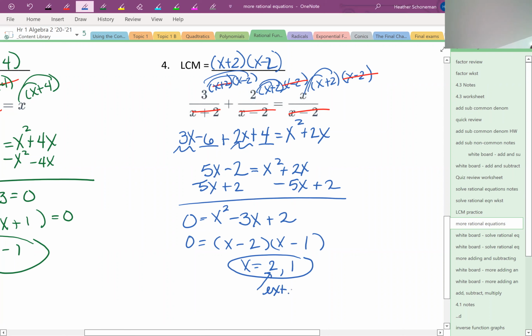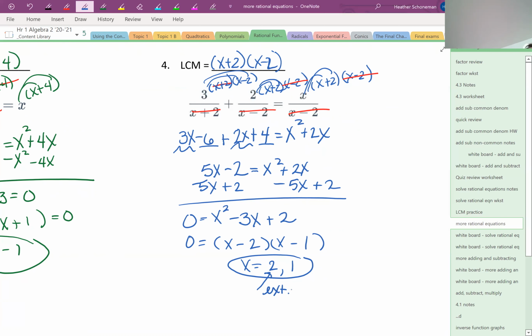Now, if you're in an even class, you're going to have a quiz on Tuesday next week. And if you're in an odd class, you're going to have a quiz on Wednesday next week. And on the quiz, there'll be a blank for your answer. And if you were doing number 4 on the quiz, I would expect you to write both 2 and 1 on the answer blank and then mark the 2 as being extraneous.